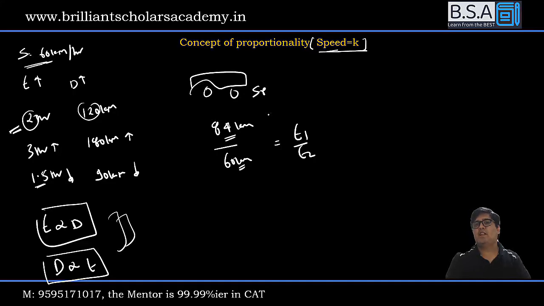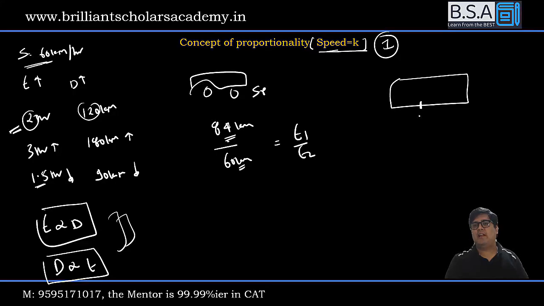Speed is constant, distance represents time; reverse, time represents distance. So there are three proportionalities. We are covering the first one, speed constant. Let us say some small example.